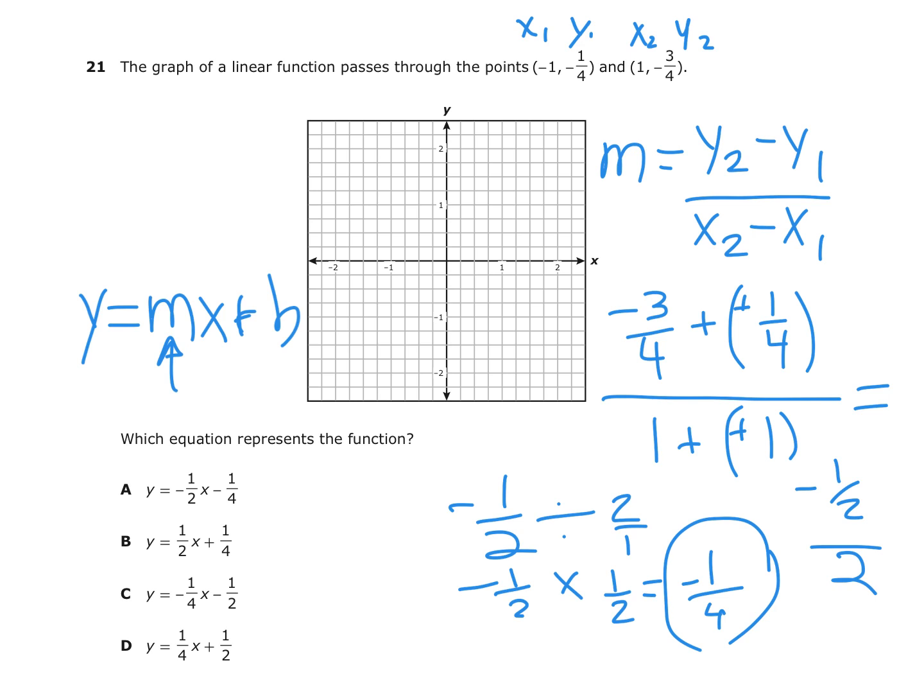Do you see a slope of negative 1/4? 21 is C. y equals negative 1/4 x, that's your slope, minus 1/2. Now you can check by graphing this on your calculator and looking at the table of values, and these points should be on that line. That's one way to check. You can also plug those points into this equation and make sure it checks out. So there are several ways to check this problem.